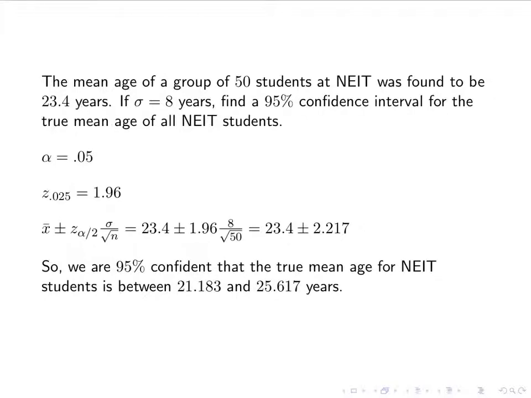So again, we're taking our z sub alpha over 2, kind of unstandardizing it, so multiplying it by our new standard deviation, which is sigma over root n, because we're using the central limit theorem. That's our error bound, so we're going to add it to the mean, and we're going to subtract it from the mean, and that's going to give us our range.